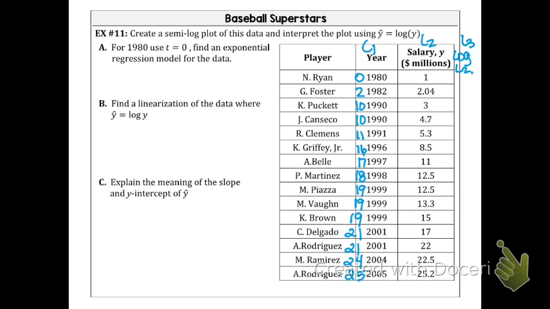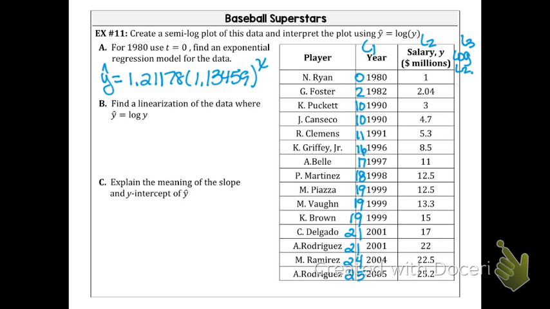So then for 1980, okay, so we do that. It said find an exponential regression model for the data. So we're going to run exponential regression using L1 and L2. And so we do this, we should get y is equal to 1.21178 times 1.13459 raised to the x.